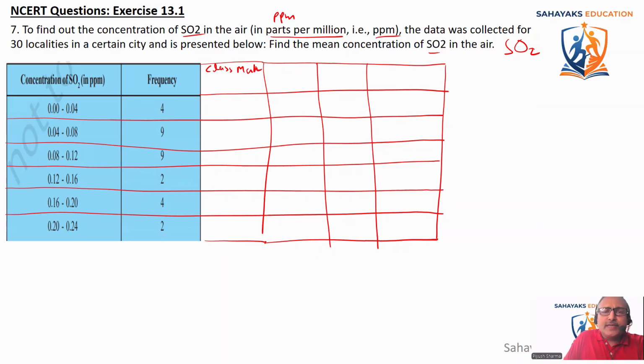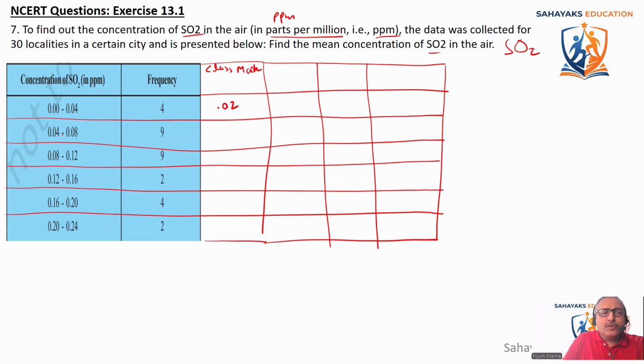Class mark. How will you find the class mark? Class mark is (0.00 plus 0.04) divided by 2. When we divide it by 2, it comes out to be 0.02. I believe so. Yes. 4 divided by 2 is 0.02.